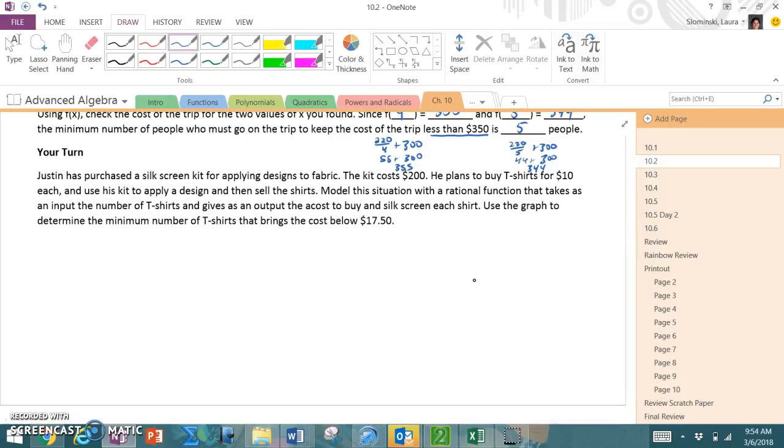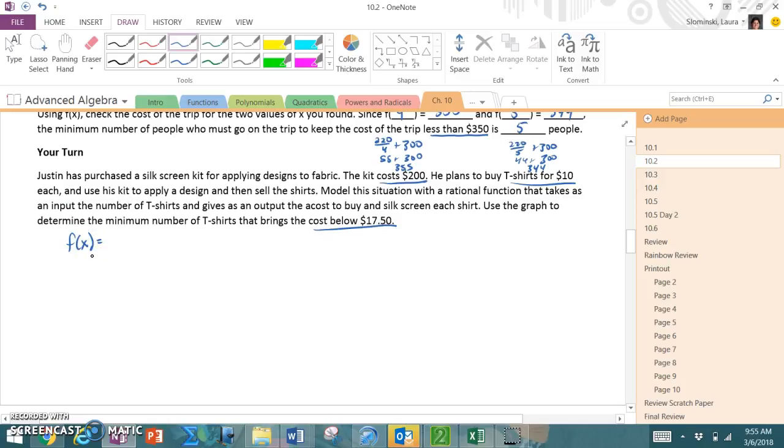Okay, so the problem said Justin has purchased a silkscreen kit for applying designs to fabric. The cost of the kit is $200, and then he has to buy t-shirts for $10 each. He uses his kit to apply a design and then sells the shirts. Model this situation with a rational function that takes the input, the number of t-shirts, and gives an output, the cost to buy a silkscreen and silkscreen each shirt. We're going to use a graph to determine the number of t-shirts that brings the cost below $17.50.